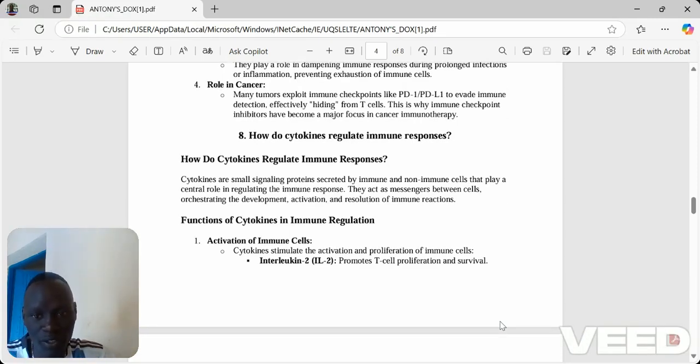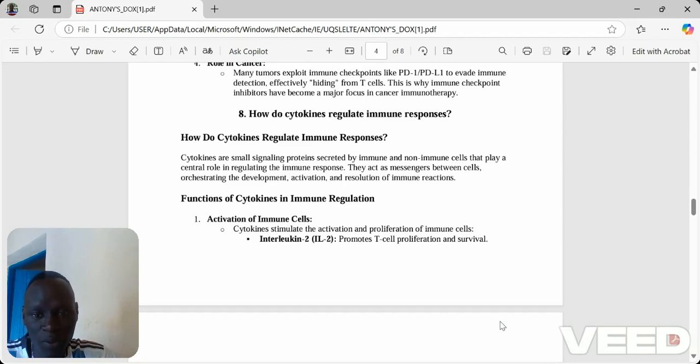Their functions: activation of immune cells. How are they activating the immune cells? Cytokines stimulate the activation and proliferation of immune cells. Interleukin-2, that is IL-2, promotes T cell proliferation and survival.